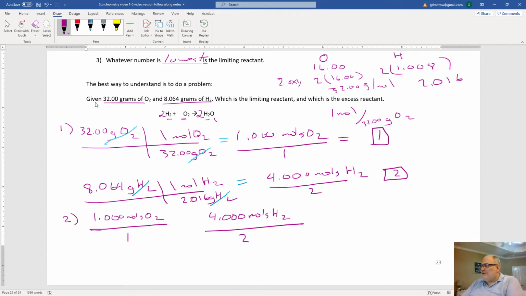So all we're going to do then is compare these two numbers. Whichever number is smaller, that means the reactant we started off with is the limiting reactant. This number is smaller, so therefore this is my limiting reactant, and this is my excess reactant. I did the cool way of writing it with an X instead of E. And that means that my 8.00 grams of oxygen is my limiting reactant, and my H2 is my excess reactant.